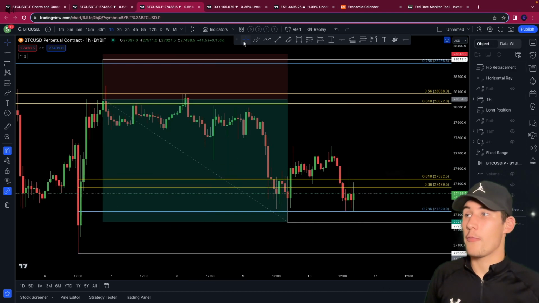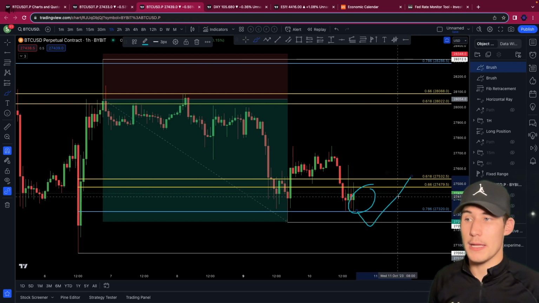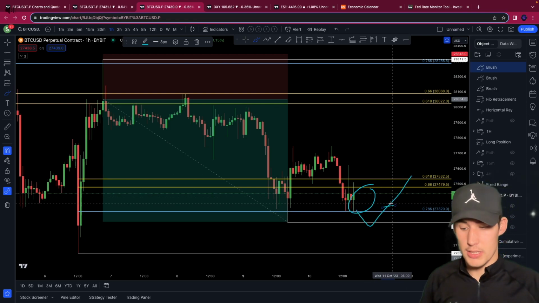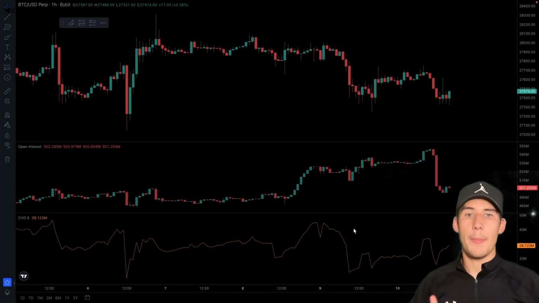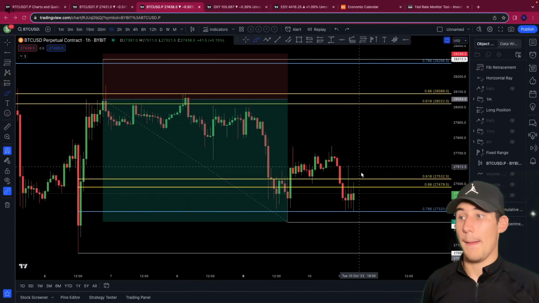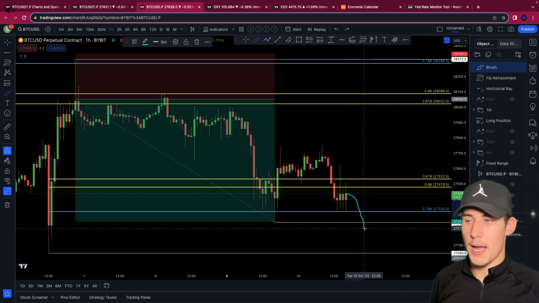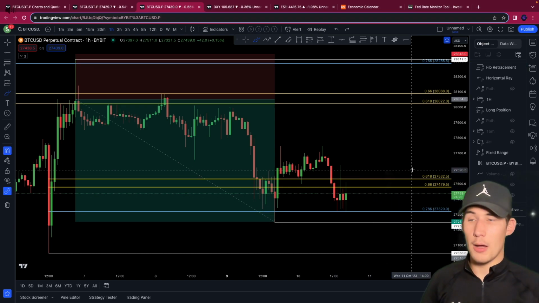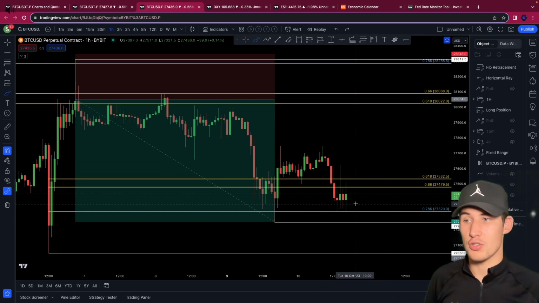If we can respect this level whilst grabbing the liquidity from down here, this could be a really nice long position. But of course, we need to come over to the open interest and the CVD and make sure that the open interest and the CVD is looking bullish as well. But at this moment in time, we're just not seeing this pullback to grab that liquidity. So as of right now, I'm just remaining short and chill and waiting for either one of my lower targets to be tapped.